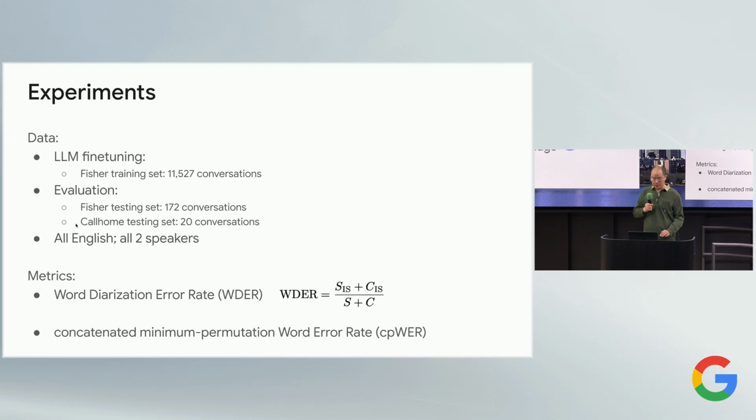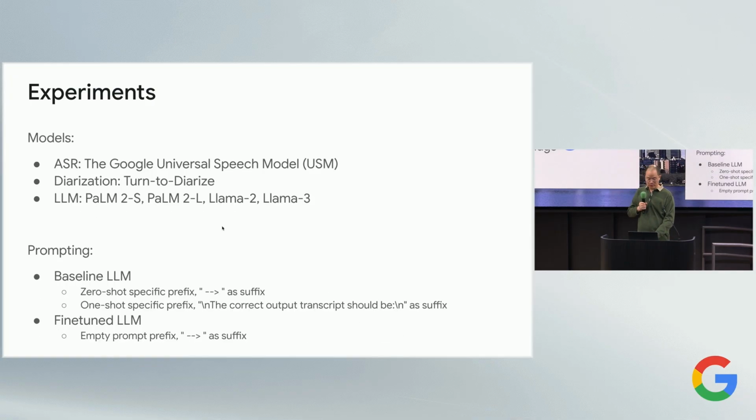To do the diarization LLM experiments, we use the Fisher training set. We evaluate on Fisher and Callhome. We can't use diarization error rate because that's for timing information. Now we don't have timing information, so we have to use WDER and cpWER. For the models, for ASR we just use USM. Diarization is to diarize. For the LLM, we tried PaLM, Llama 2, and Llama 3. And for prompting, we tried zero shot, one shot, and fine-tuning the LLM.